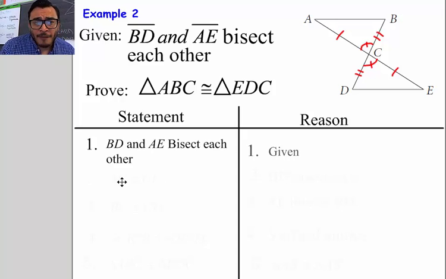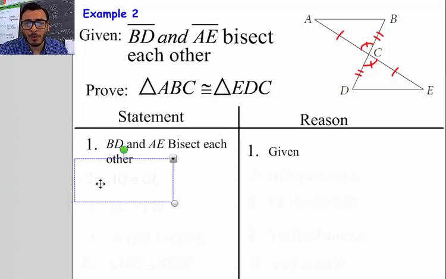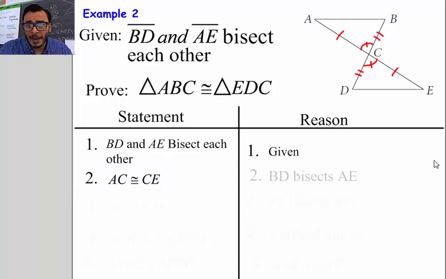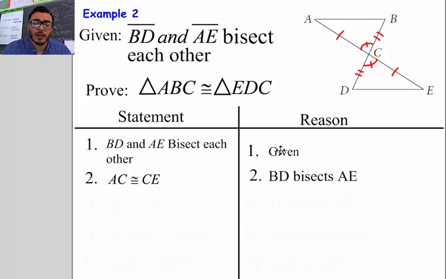So then after that, everything that you put a mark on is a statement. So I put a mark on AC and CE. And now, what's the reason? Why did we say AC is congruent to CE? Well, because of the bisectors. They bisect each other. But for us to say AC is congruent to CE, that has to do with BD cutting AE into two equal parts. So that's why I wrote BD bisects AE.